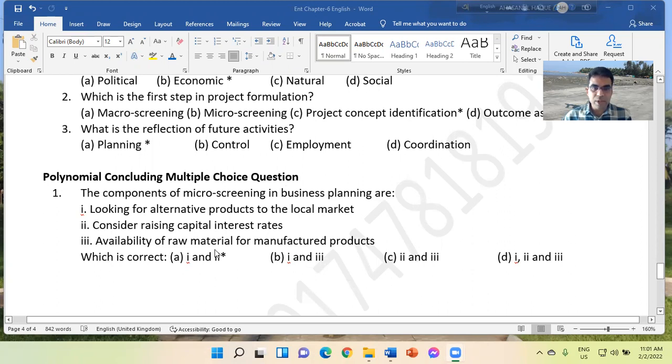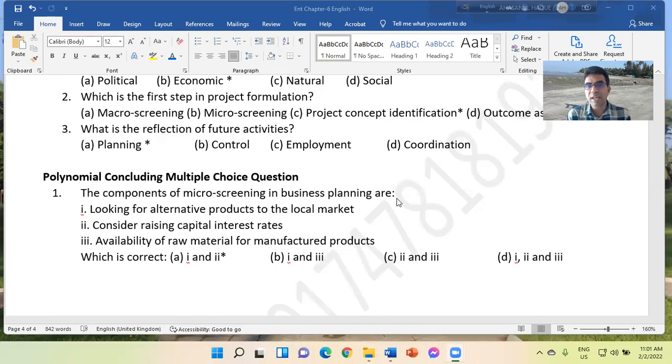Polynomial concluding multiple choice questions, the question is: the components of micro screening in business planning are. Already we have discussed in last class that macro screening and micro screening to select a project, looking for alternative products to the local market.